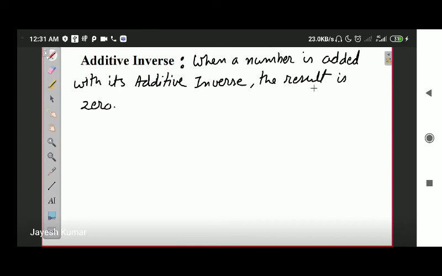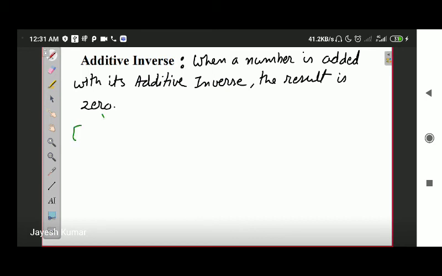Okay, so let's just say I gave you a number 5. I'm asking you what should we add to the number 5 so that the answer is 0. Let's say I'm adding x to the number 5 and I'm getting the answer as 0. So what should be the value of x? Quite easy, x should be equal to minus 5. You understand this, right? So what is the additive inverse of any number? You just change the sign of that number, that is its additive inverse.